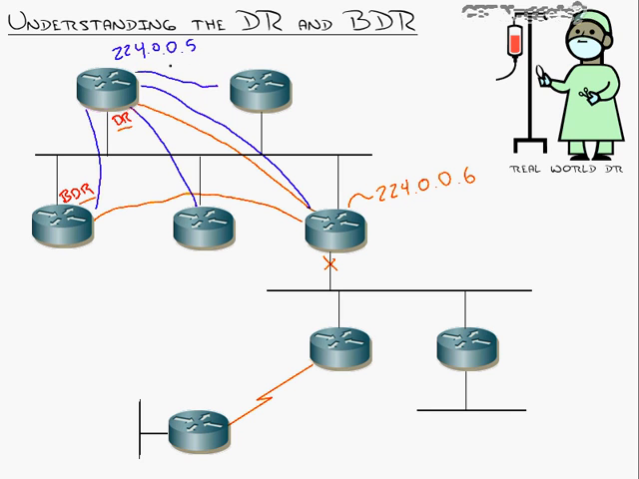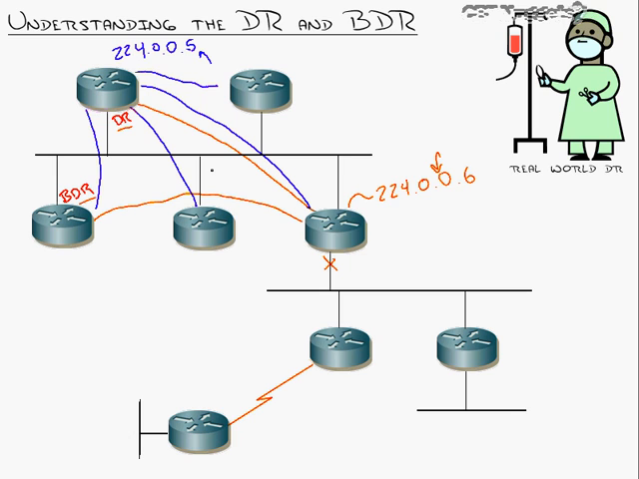224.0.0.5. So EIGRP only used one multicast address for communication, 224.0.0.10. OSPF uses two of them. One of them for all OSPF routers, and the other for the DR and the BDR OSPF routers. That eliminates a huge amount of traffic that's going to be sent between all those routers for every single update.